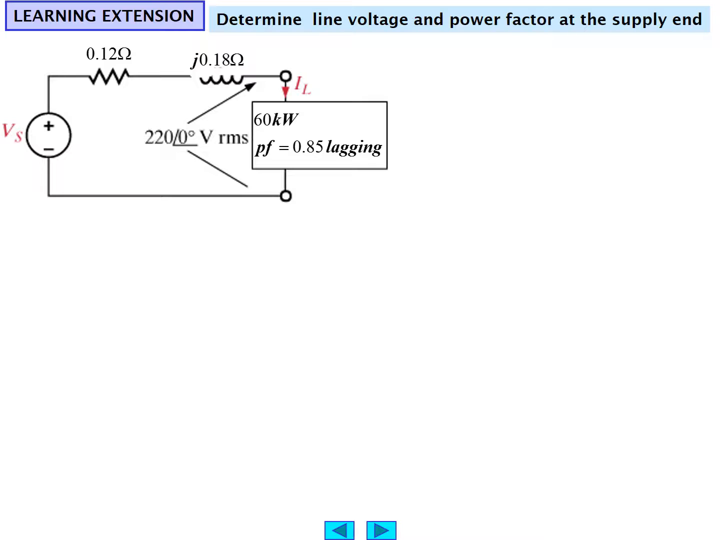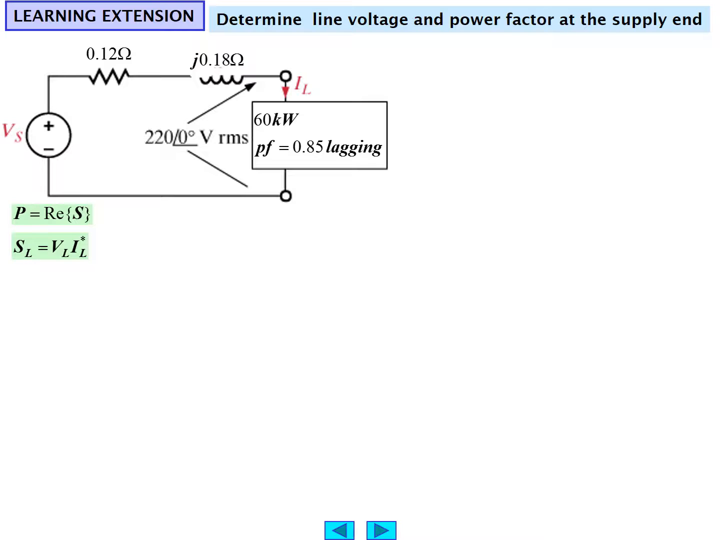Another learning extension problem: determine the line voltage and power factor now at the supply end. Here we have V sub S as our arbitrary source, with 0.12 ohms plus j0.18 ohms inductive as our transmission system, and 220 volts at angle 0. Again, the comment about being angle 0, but that's what's given. The load is 60 kilowatts of active power with a power factor of 0.85 lagging.